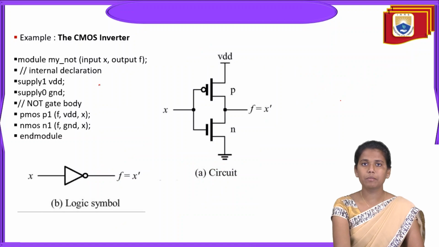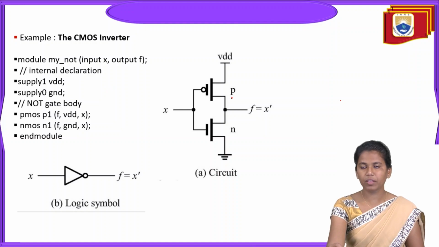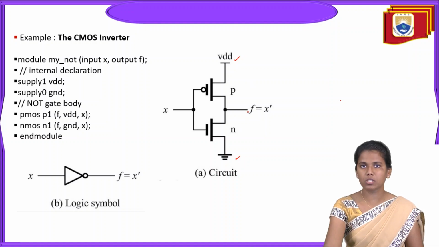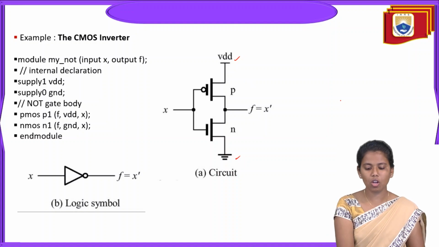Here is a small example based on the CMOS inverter. We have a PMOS and an NMOS switch, both connected to the input X, and the output is observed as F equals X bar. VDD is the power supply, and the other terminal is grounded. This is the P and this is the N. So this is the basic circuit of a CMOS inverter, and now we will see the logic symbol.